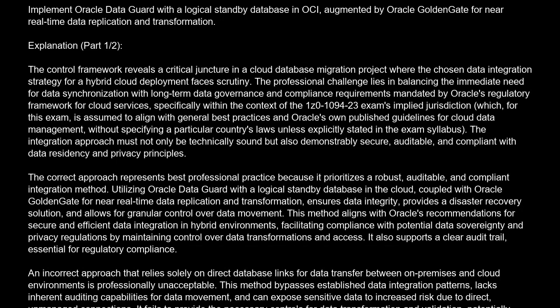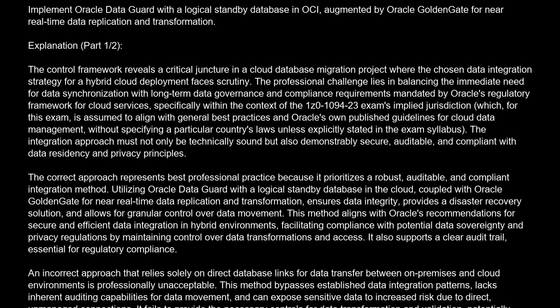The correct answer is B. Implement Oracle Data Guard with a logical standby database in OCI, augmented by Oracle GoldenGate for near real-time data replication and transformation. Explanation. The control framework reveals a critical juncture in a cloud database migration project where the chosen data integration strategy for a hybrid cloud deployment faces scrutiny.